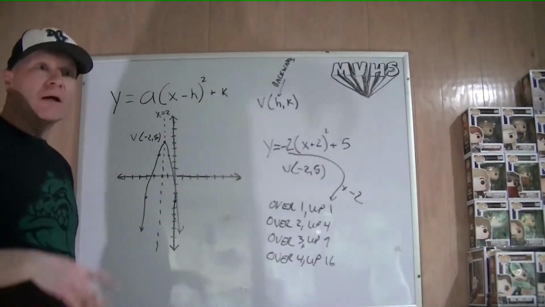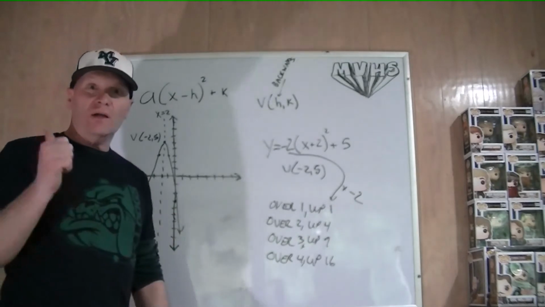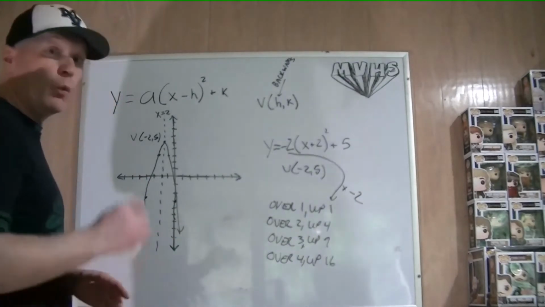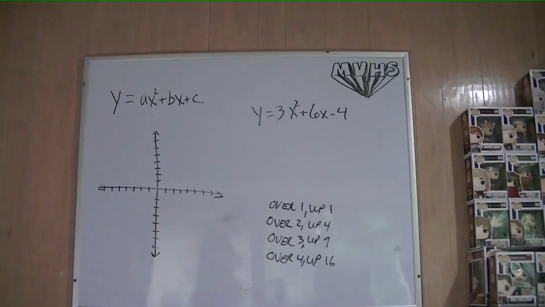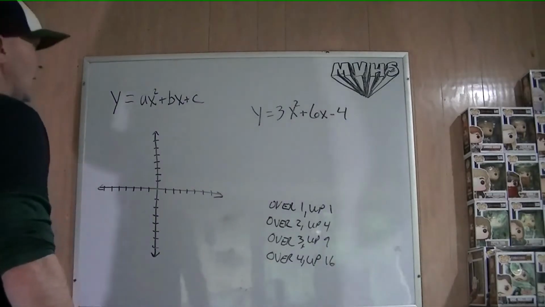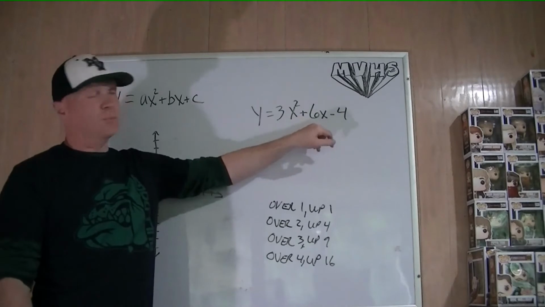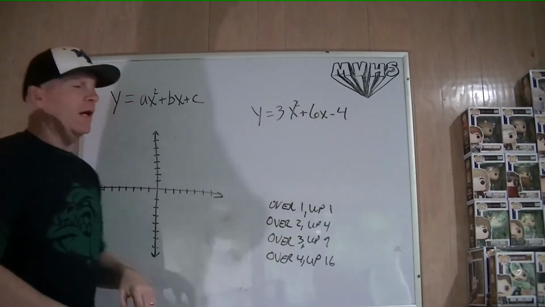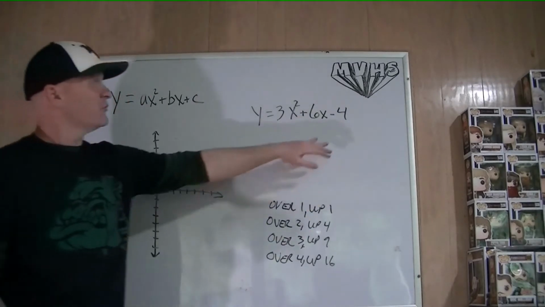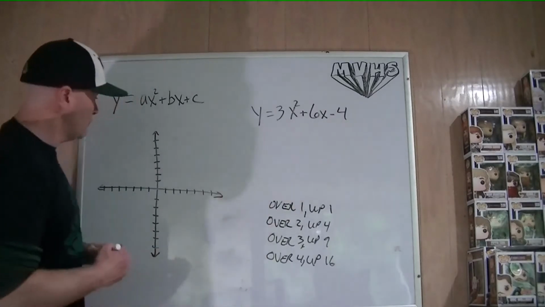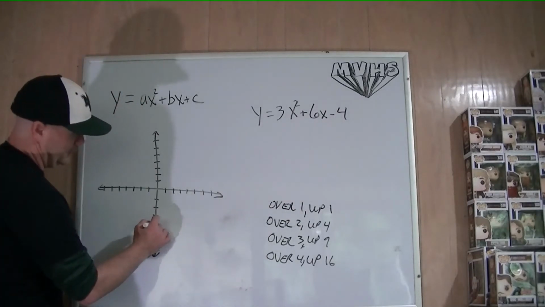Okay, now just to remind you how to do standard form and intercept form, we'll do one of each of those. Okay, if you remember, standard form looks like this. It's ax squared plus bx plus c. And you might remember a few things about this. For one thing, c is the y-intercept, so we could put a dot on negative 4 right there.